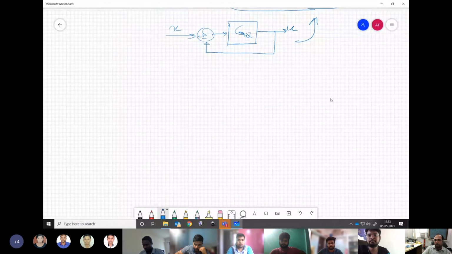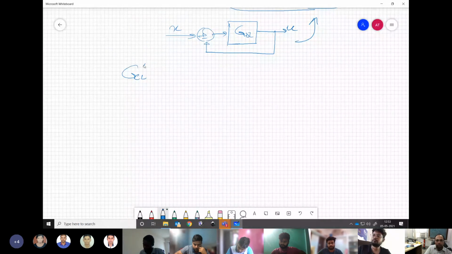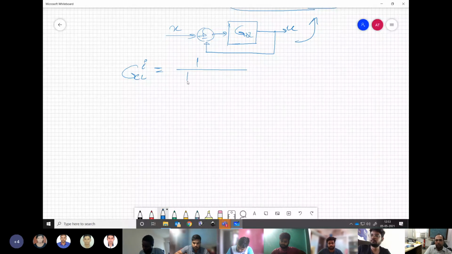Now your closed loop transfer function can be written as, if you simplify, it will come out to be something like this. Understanding my point? Is this correct?